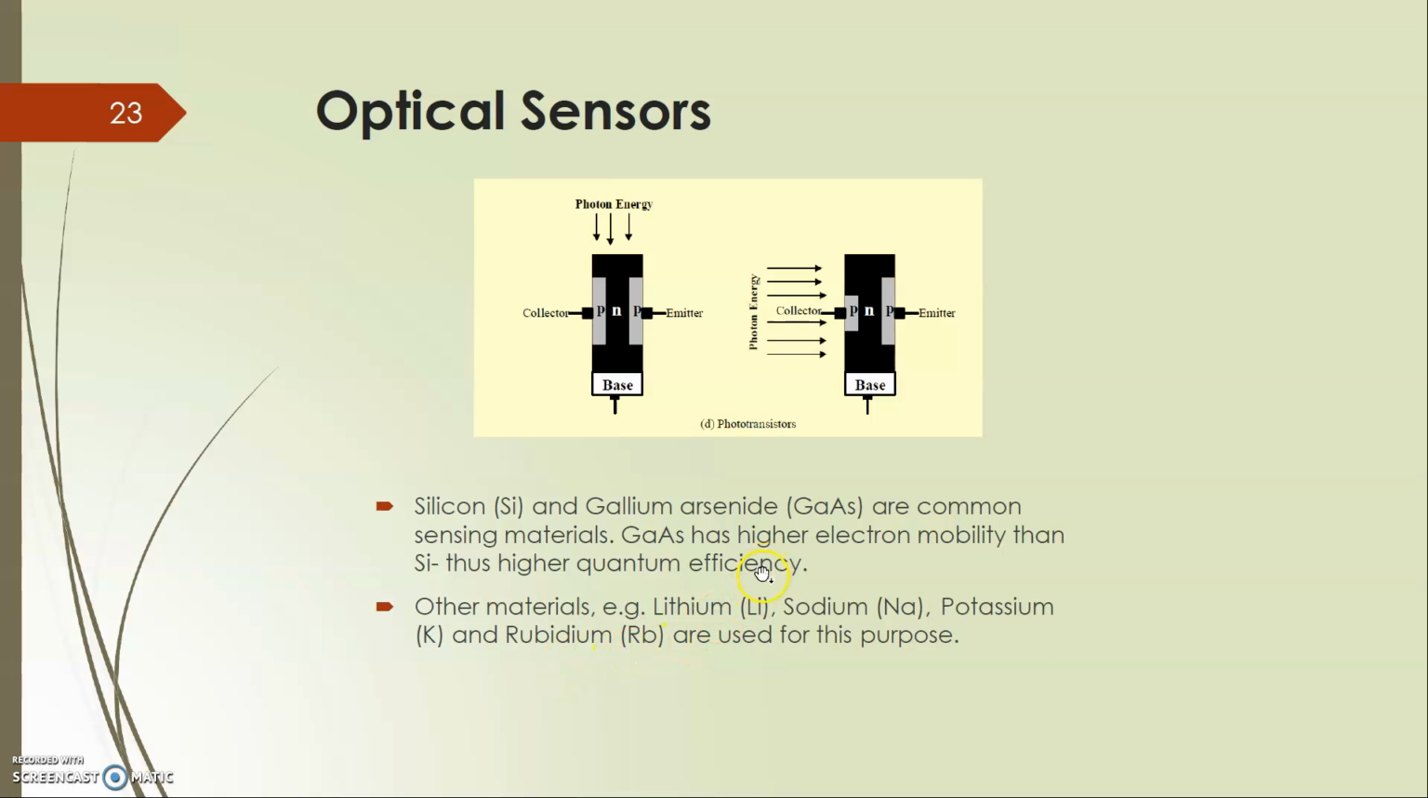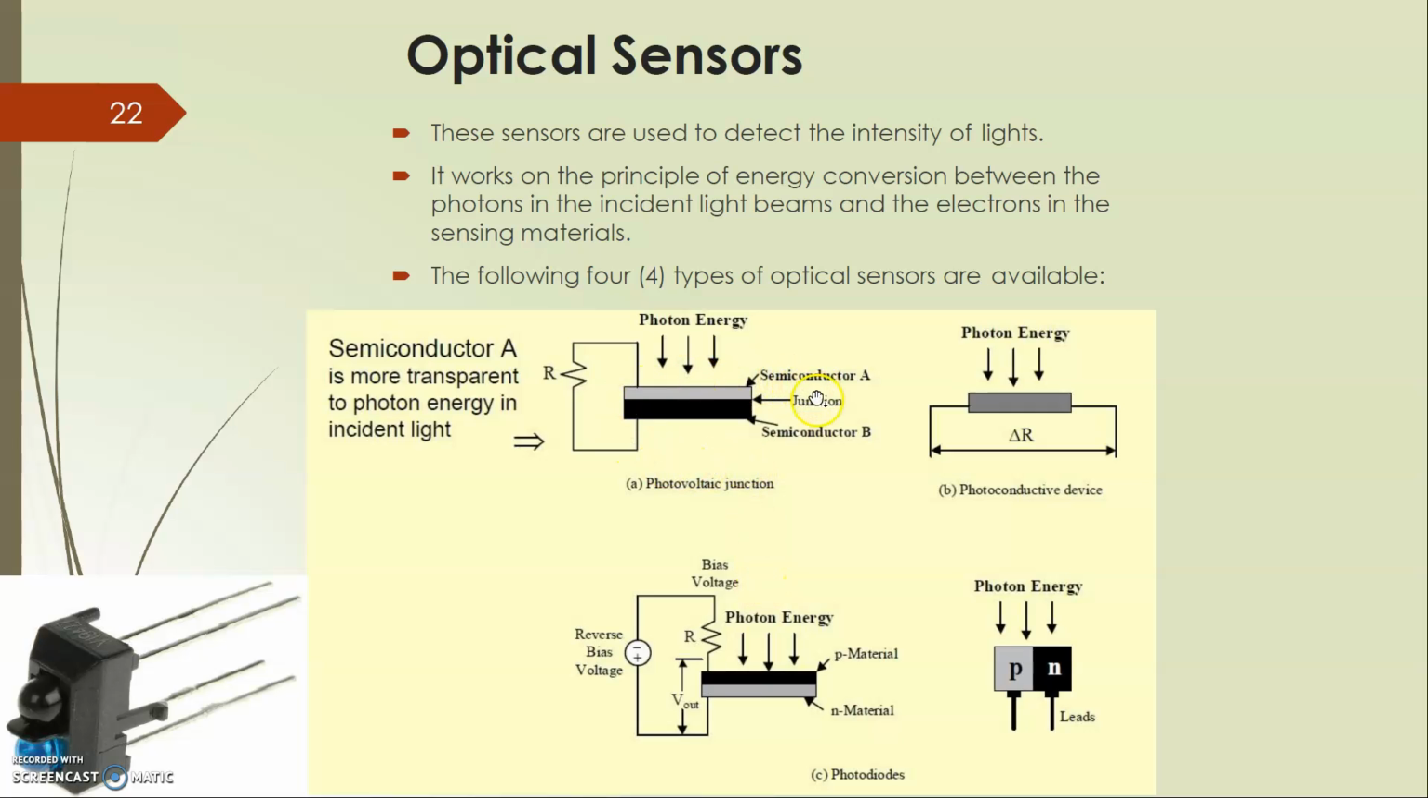Now we will look into the working, the technical layout of each of these sensors. First, we will take the photovoltaic junction. It has two types of semiconductor substrate, semiconductor A and semiconductor B, separated by a junction. Semiconductor A is transparent compared to semiconductor B, which means more photon energy is made available at the junction. Because of this material, when light falls on the junction, there is an increase in electron-hole pair generation, and this will result in an increase in the electrical signal.